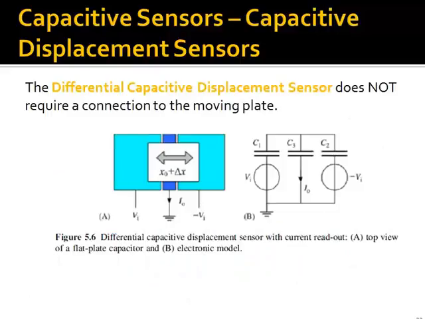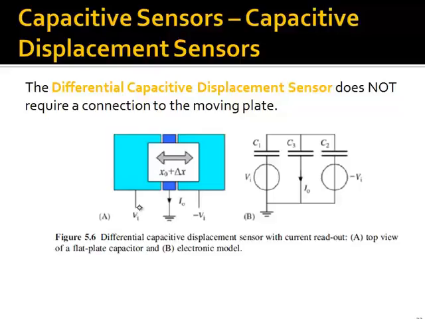The kind of capacitive sensor that doesn't require us to have a wire attached to both the top and the bottom plate is called a differential capacitive displacement sensor. Here's a diagram showing how this kind of sensor works. Here we have 2 plates, one on the left, one on the right, and each of those are attached to a wire. We also have a plate in the center that is grounded. The plate on the top does not have a wire attached to it at all.